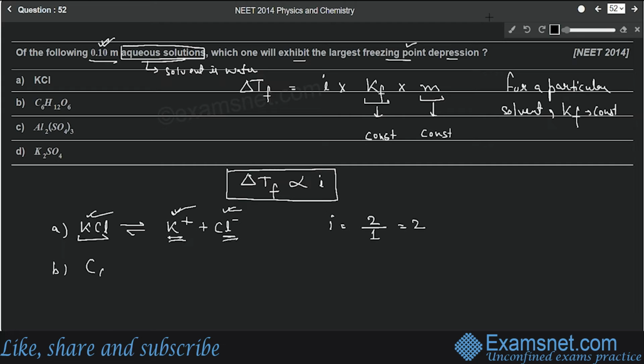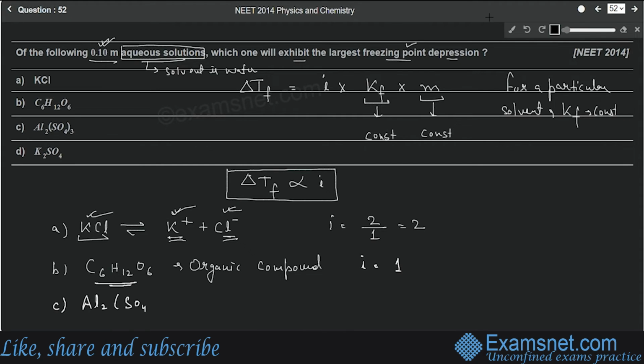Then the second is C6H12O6. This is an organic compound, right? So there is no dissociation in this case, right? So the Van't Hoff factor will be, sorry, this is small i, right? Van't Hoff factor is written as small i, so that is equal to 1, because the number of moles of the product will also be 1 and that of the reactant will also be 1. Then the third one is Al2(SO4)3. Now if it is dissociated, what do we get? We get 2Al3+ plus 3SO4 2-.